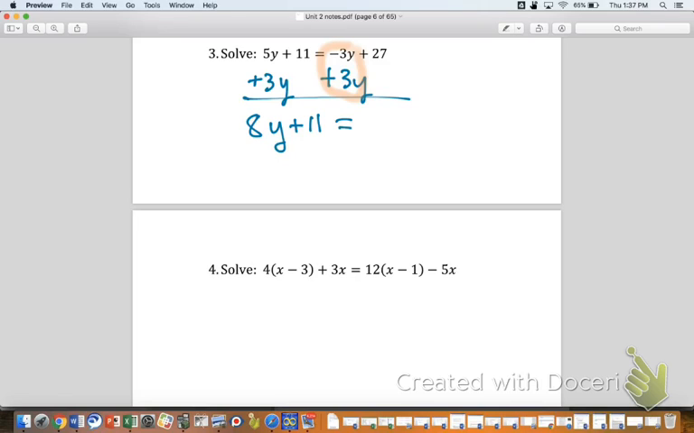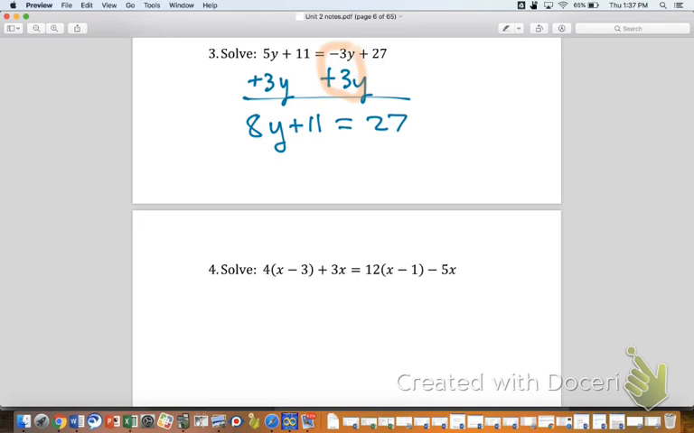Anytime you've got a variable on both sides, to simplify it, you want to either add it over to the other side or subtract it over to the other side, whatever is appropriate based on the sign of that term. Okay, so from here, basically it's the same thing we've been doing.